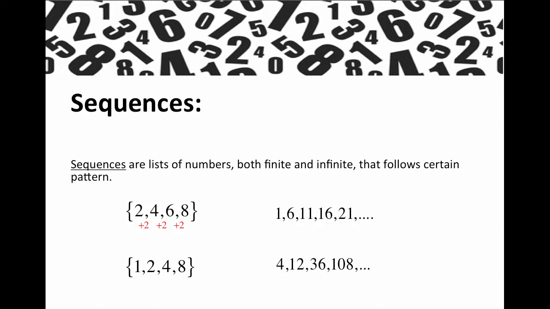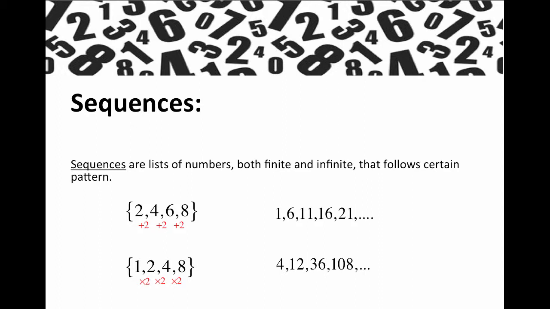The one below that, each term is being multiplied by 2, and that's the rule of that sequence. The sequence on the top right is an infinite sequence. You can tell by the 3 or 4 dots to the right. That signifies that it goes on forever.